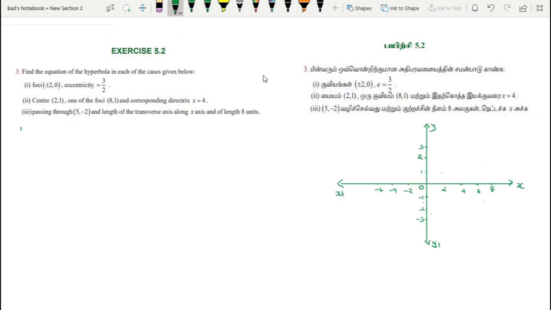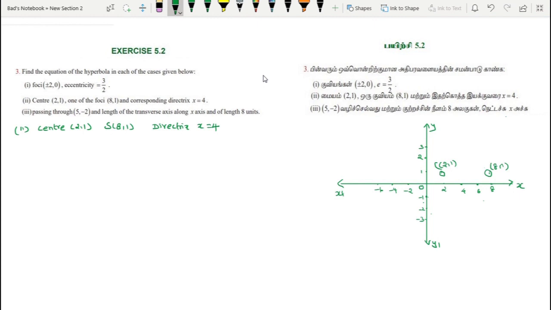Question number 2ல நமக்கு என்ன கொடுத்திருக்காங்க பாத்தீங்கன்னா center. So what is center? Center 2,1 and one of the foci S is 8,1 and corresponding directrix. Directrix என்ன கொடுத்திருக்காங்க, x equal to 4. இப்போ நம்ம இதை plot பண்ணி அந்த hyperbola type பார்ப்போம். So center 2,1 is the center and 8,1 is the focus.